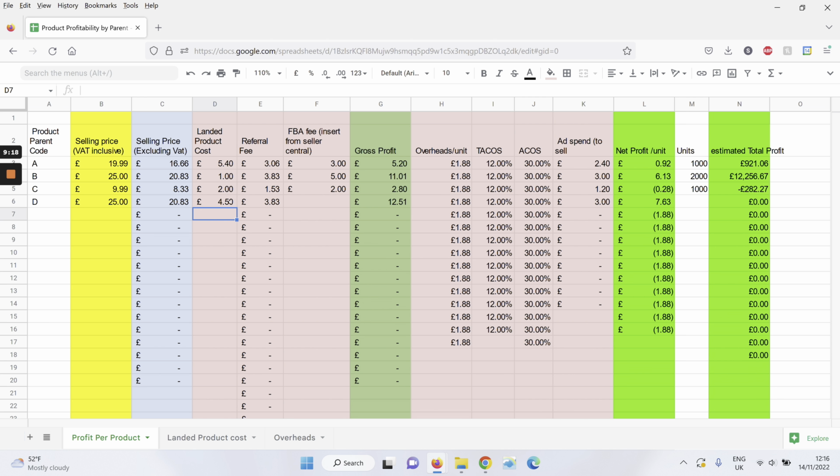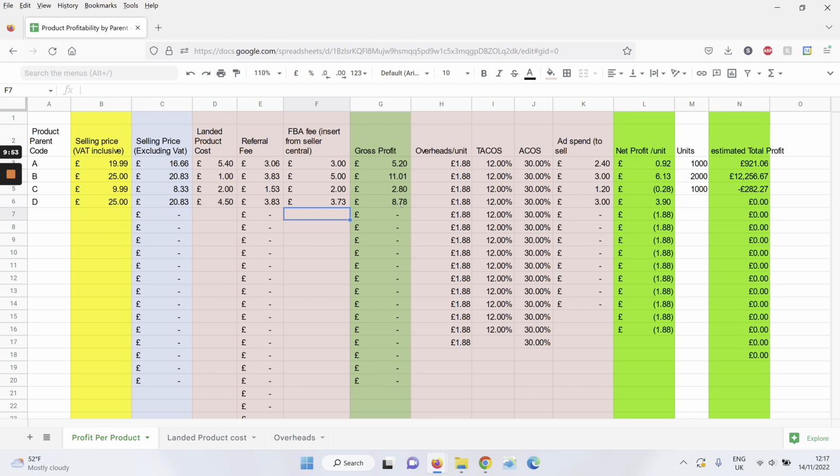That is £4.50. And the referral fee is calculated, as you know, off your sales price. So that's how it's calculated. And then let's just assume it's a product that has a £4 FBA fee. It's never a rounded figure. It usually is 3.73, something like that. But wherever that is, it's the FBA fee you will insert from your Seller Central.